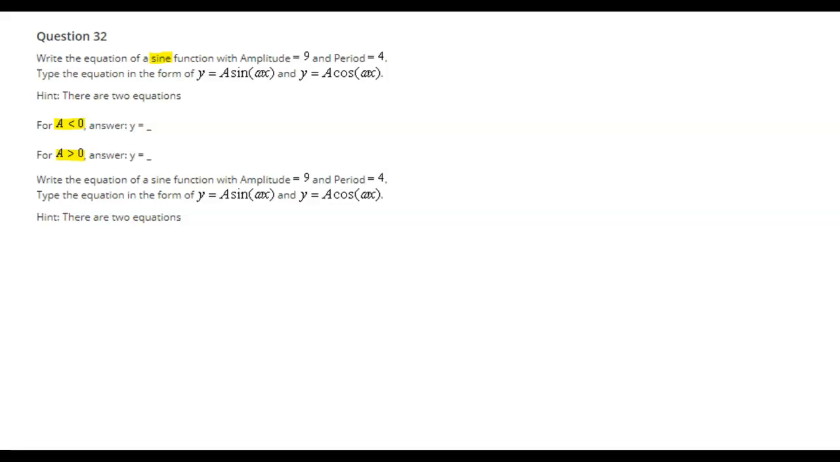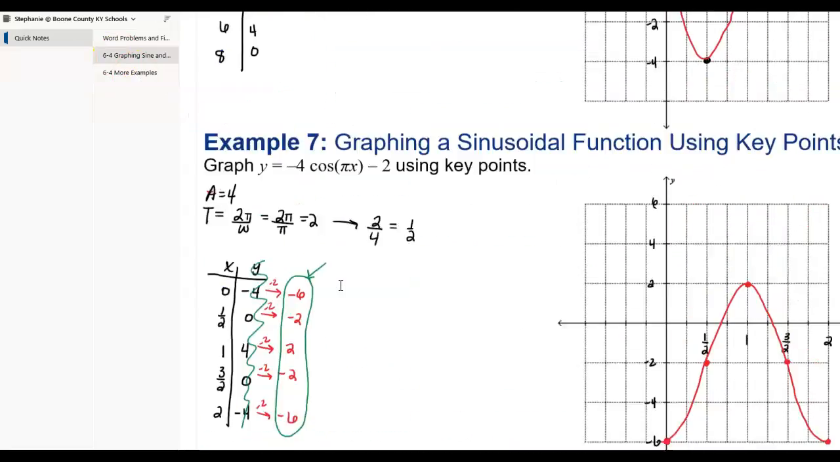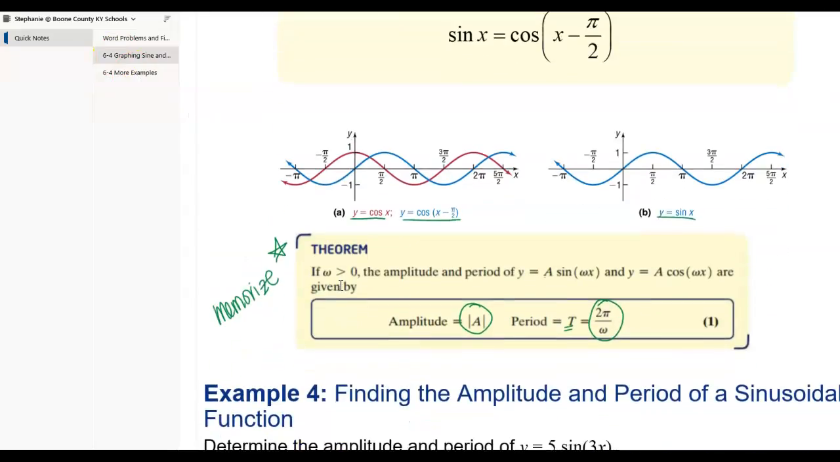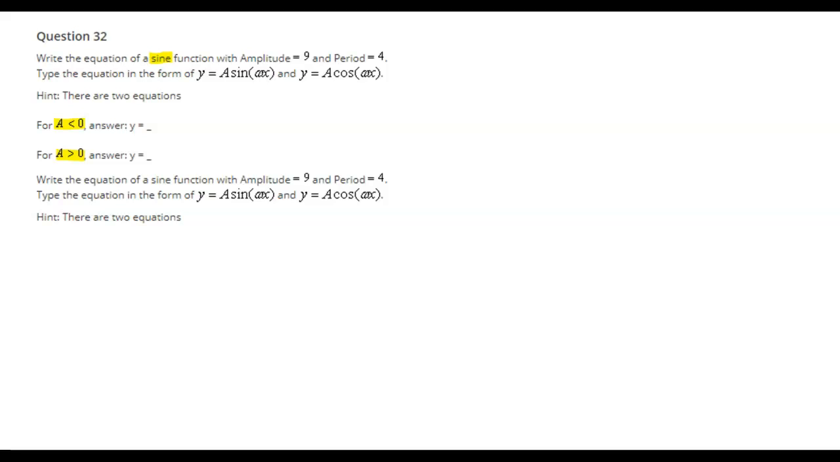Remember, if we go back to our notes, and I'll see if I can pull it up real quick to show you amplitude. Amplitude is the absolute value of a. So that's why it's asking for a less than 0 and a greater than 0. So if we know our amplitude is 9, so a equals 9, we know the amplitude is actually the absolute value of a equals 9. So that means a can either be a -9 or a +9.